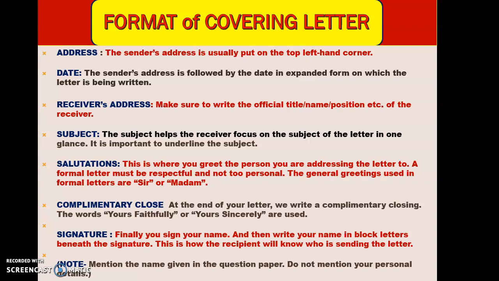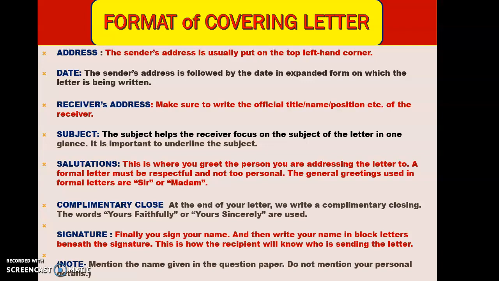Then comes the content of the letter, and towards the end comes the complimentary close. At the end of the letter, we write a complimentary close. The words yours faithfully or yours sincerely are used for the complimentary close in a formal job application letter. And after that, of course, the signature: you sign your name and then you write your name in block letters beneath the signature. This is how the recipient will know who is sending the letter. And mention the name given in the question paper. Do not mention your personal details.